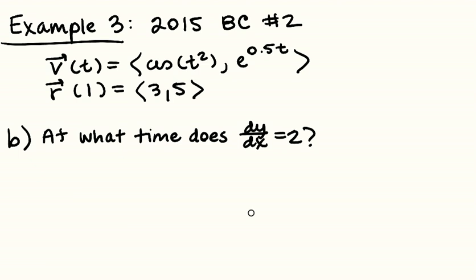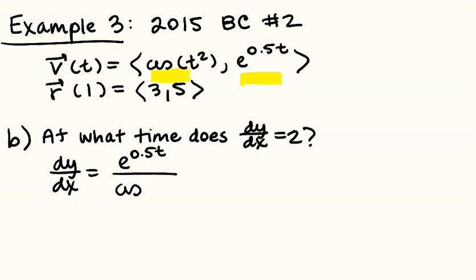Now they gave us the velocity vector, which is the derivative of x and the derivative of y. So we know dy/dx is y prime over x prime, and we have y prime and x prime right here. So I'm going to just fill those in. dy/dx is e to the 0.5t divided by cosine of t squared. And we're interested in where dy/dx equals 2.